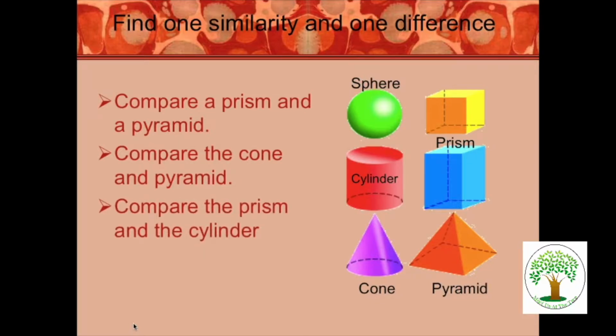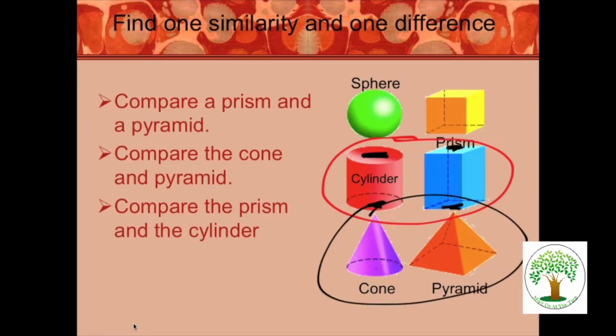Let's compare a prism and a cylinder. How are they the same? How are they different? One is rounded, one has sides. Okay, the cylinder's rounded. They both have two bases. This one has a base here and here. And then the prism also has two bases, okay? They both have two bases, as opposed to these down here, which both had one base, right? Okay?